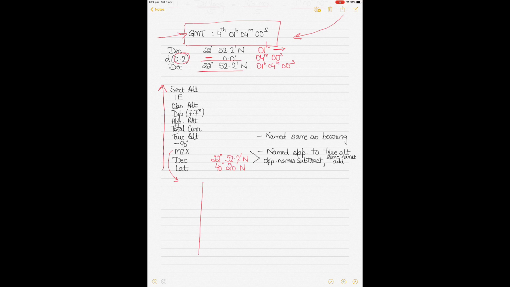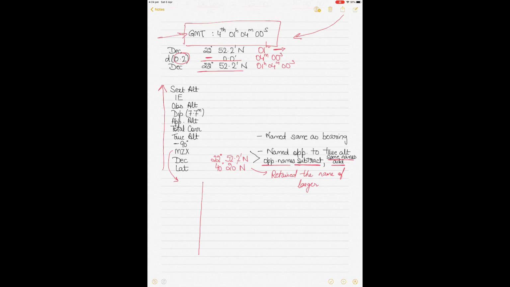So here, this is the rule: if the meridional zenith distance and the declination were opposite names, you would have subtracted them. That means if they were south and north, you would have subtracted them, and then the latitude would have retained the name of the larger. Whatever would have been the larger, the latitude would have been named that. But if they were same names, you would have added. So now you have to figure out your MZD, would it be north or would it be south?